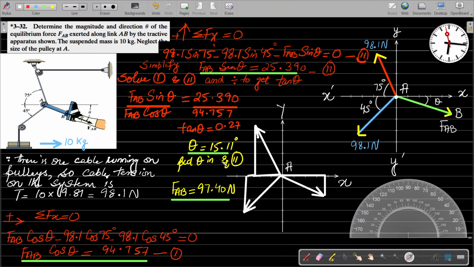Now that we have got theta, we can put this theta in equation 2, which is FAB sine theta equals 25.4. We make it FAB sine of 15.11 degrees, in place of theta we put the value of theta, and we get FAB equals 97.40 newton.